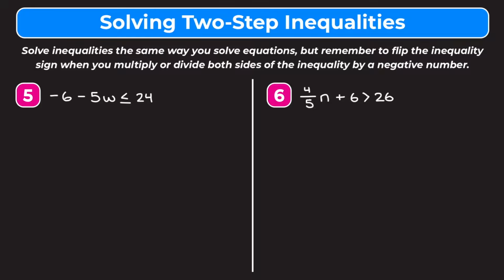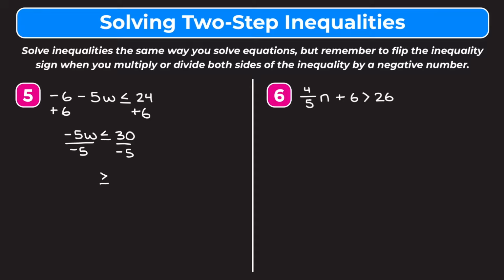So we're going to start by getting rid of this -6, and to get rid of a -6, we're going to add 6 to both sides. On the left side, we're left with -5w is less than or equal to, and on the right side, 24 plus 6 is 30. Now, because -5 is being multiplied by w, to get rid of it, we're going to divide both sides by -5. But remember, because we're dividing both sides by a negative, we need to flip our inequality sign.